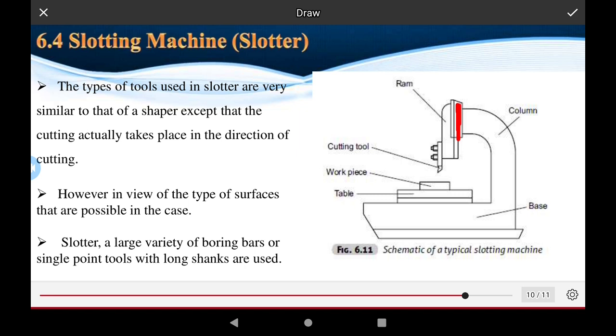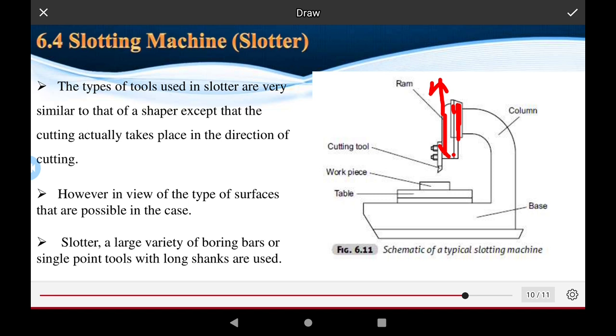This is the head stock of the machine, and this is the ram, which moves in the upward and downward directions. The slotter machine's ram has a reciprocating motion, upward motion and downward motion. The downward motion cuts the metals, and the upward direction is the return stroke of the machine.